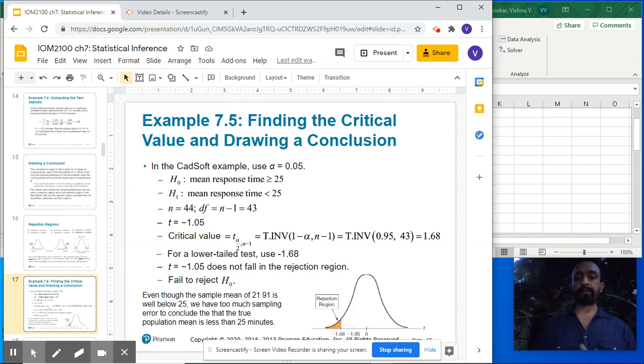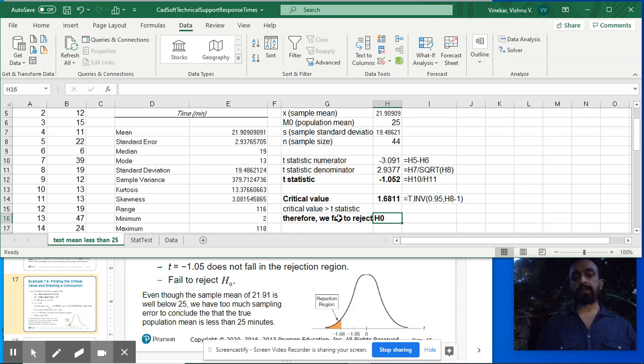However, since our mean response time is 21 minutes, it's not far enough below the mean for a sample size of 44 to say that we've reduced our response time. So the answer here is that we don't have any proof from this sample of 44 that the mean is less than 25.